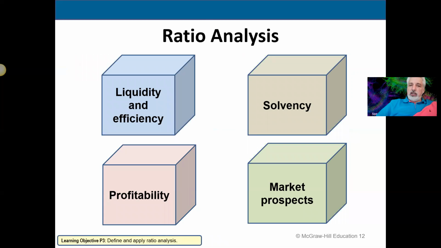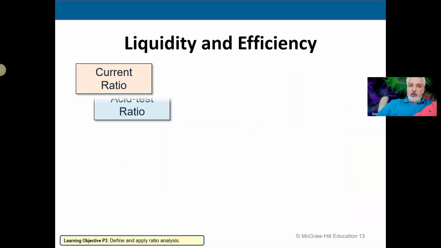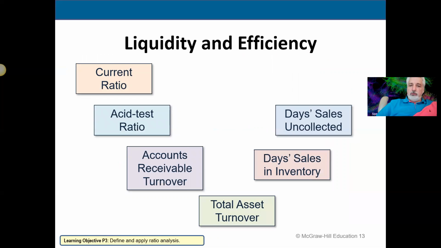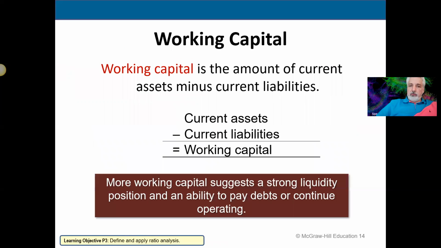Ratio, we looked at the building blocks we talked about already: liquidity, profitability, solvency, and markets. So asset test, current receivable turnover, days sales inventory, days sales uncollected receivables, and inventory turns. Those are all current assets like receivables, inventory, cash, and total current assets and total current liabilities.